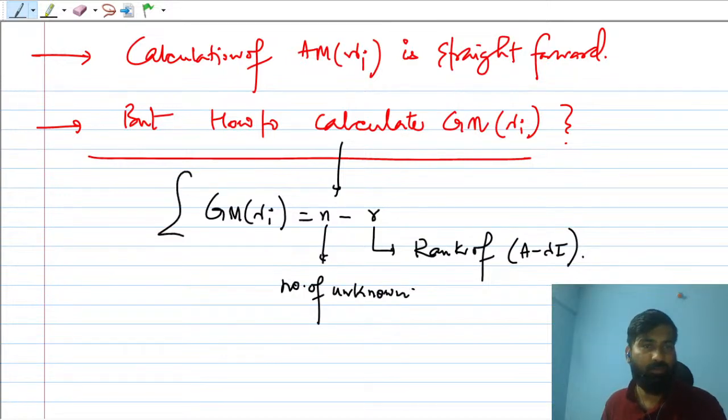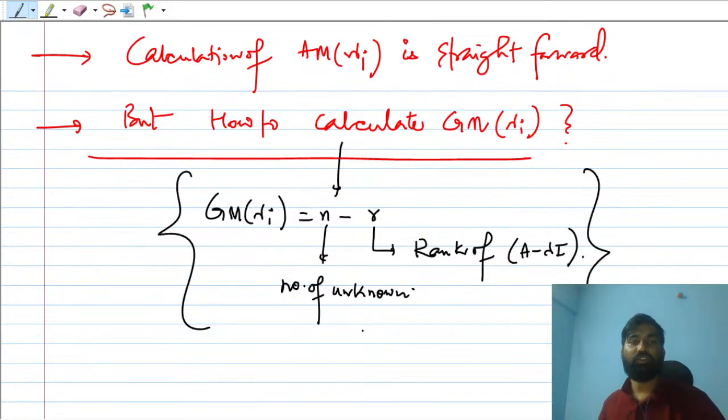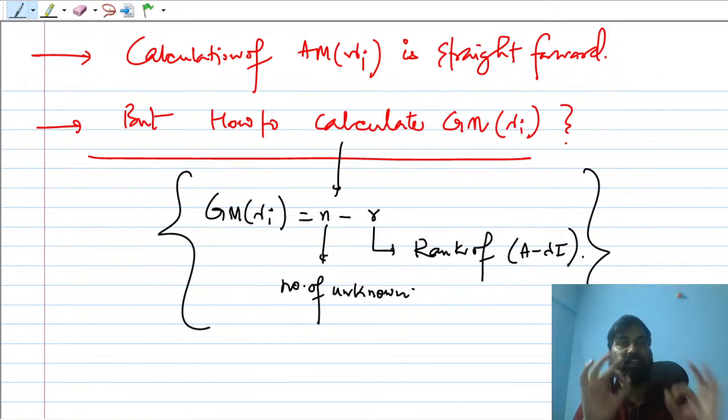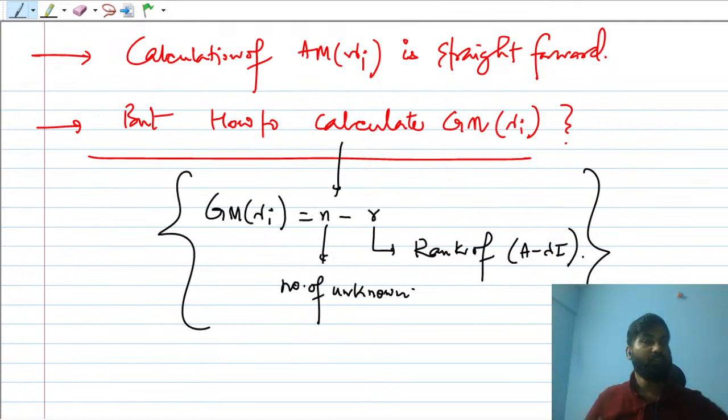This is very simple now. Anybody can find it. So gm of lambda I means the geometric multiplicity of lambda I. In this manner you can calculate the number of linearly independent eigenvectors. When IISc Bangalore conducted GATE 2016, they asked questions on this. This year also we can expect, in the upcoming year, the number of linearly independent eigenvectors. So please keep this in mind, guys.